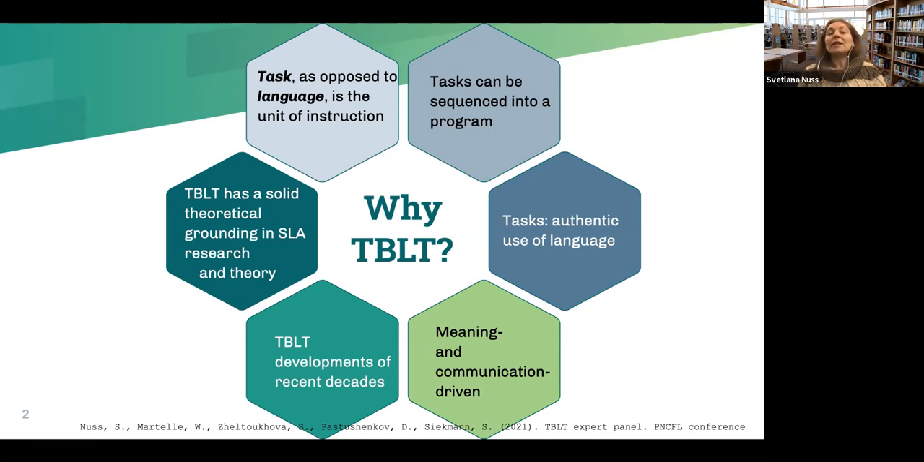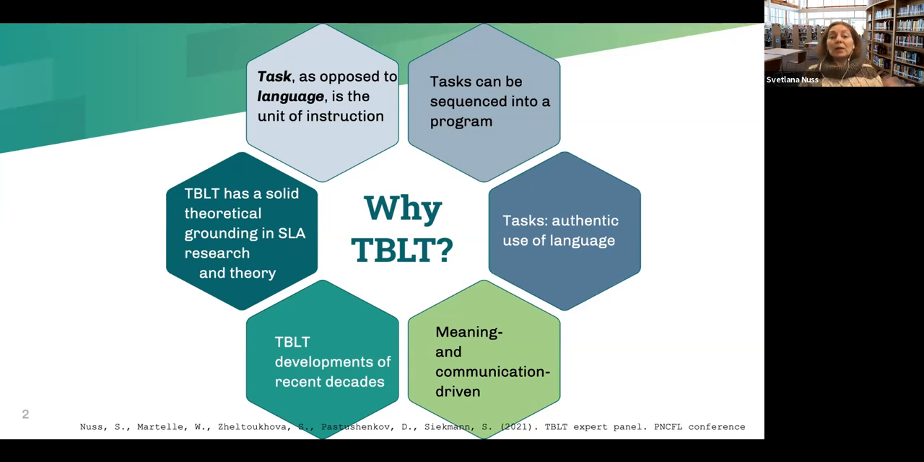So why even have the conversation about TBLT? As I mentioned, task-based language learning is becoming very prominent in foreign language instruction, and the research on it is also increasing, especially in the last decade. The important characteristics of task-based language learning are, first of all, that it deals with tasks, not language. So we work with task as opposed to language as a unit of instruction.